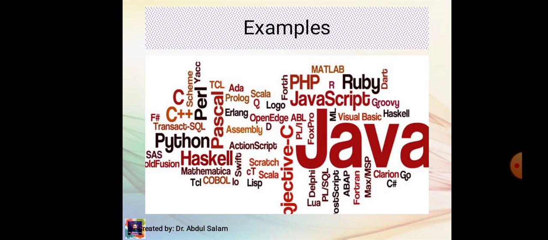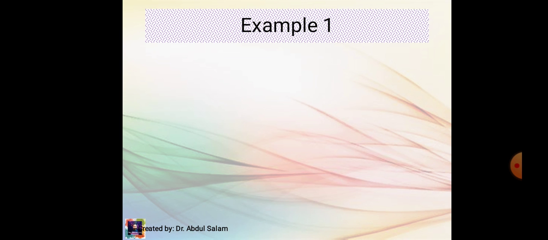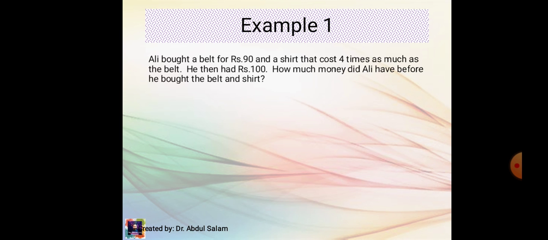Okay, here are some examples. Example number 1. Ali bought a belt for rupees 90 and a shirt that cost 4 times as much as the belt. He then had rupees 100. How much money did Ali have before he bought the belt and shirt?